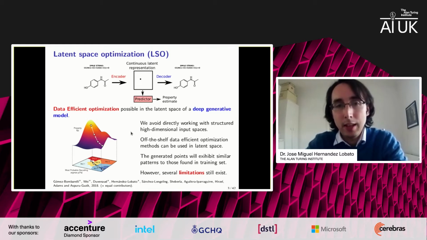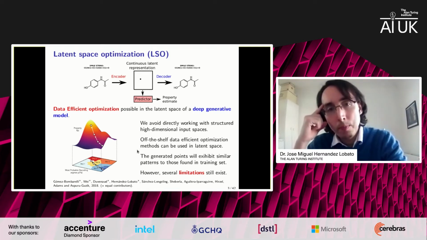This approach is really interesting because we now avoid working in the high-dimensional structured input space. We work in the low-dimensional continuous latent space, so we can use existing techniques for optimization, like Bayesian optimization methods that work very well in these continuous low-dimensional spaces. The molecules generated with these models will also have similar properties to those found in real-world molecules, which is quite interesting.